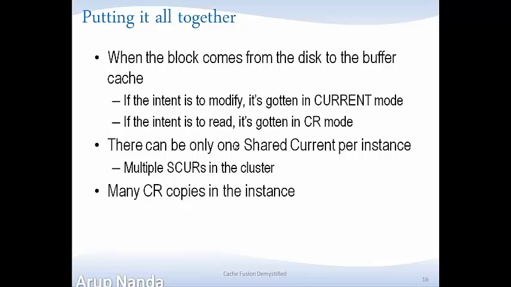So, putting it all together. When the block comes from the disk to the buffer cache, if the intention is to modify it, it's in current mode. If the intention is to select from it, it's in CR mode. There can be multiple shared currents in the cluster, because there can be one shared current in instance 1 and one shared current in instance 2. But if that is the case, then both shared currents will be identical to each other. If they are not identical, then there cannot be shared currents. In that case, one of them will become exclusive current, and everybody else will become CR copies of the buffer.